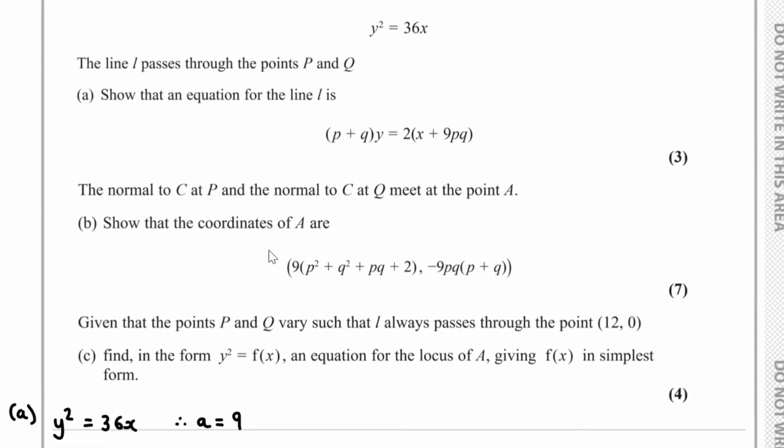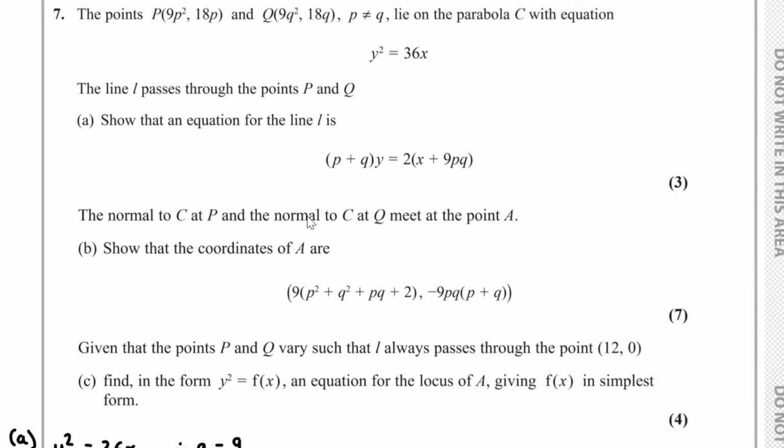Now for part B, the normal to C at P and the normal to C at Q meet at the point A, and we have to show that the coordinates of A is given by this result, 9 lots of p squared plus q squared plus pq plus 2 in the x direction and minus 9pq lots of p plus q in the y direction.